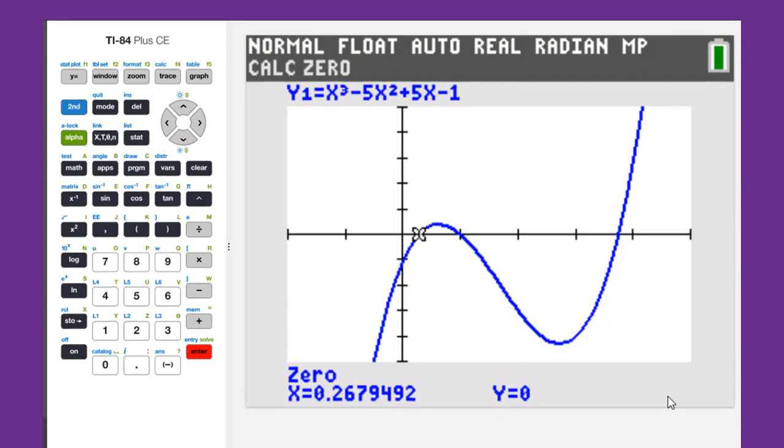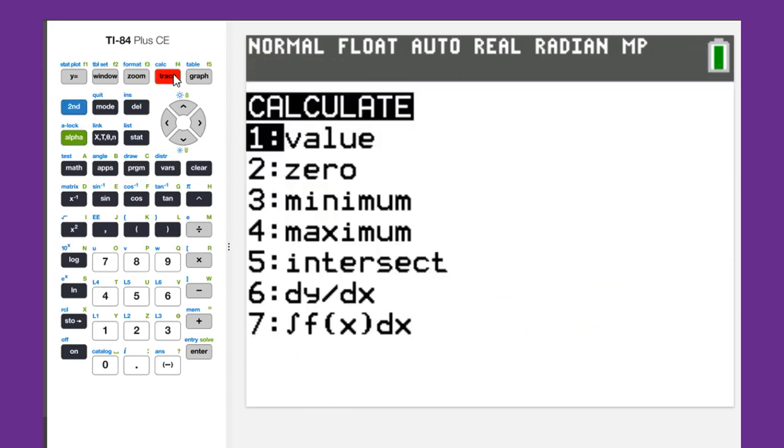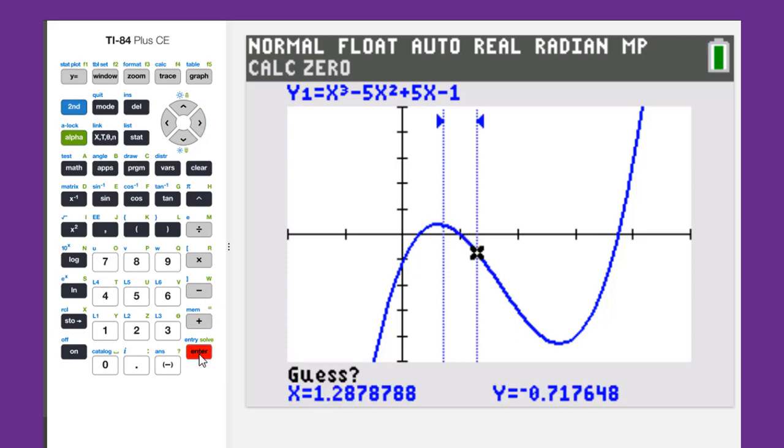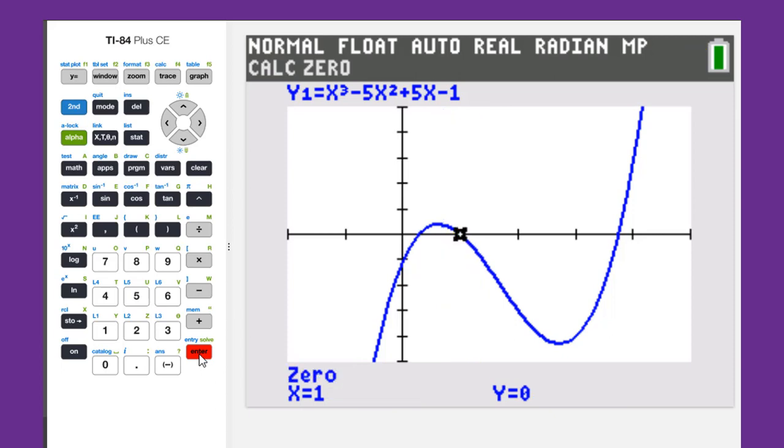After we get the first zero, then we need to get this zero. So we go to second trace. We're looking for zero, so we press 2. And in your mind, remember, we want to put the arrow on the left side of this zero, the second zero. So I press enter. Then move the arrow to the right side of this zero. I press enter. Enter again. Then it gives you the zero, x equals 1.